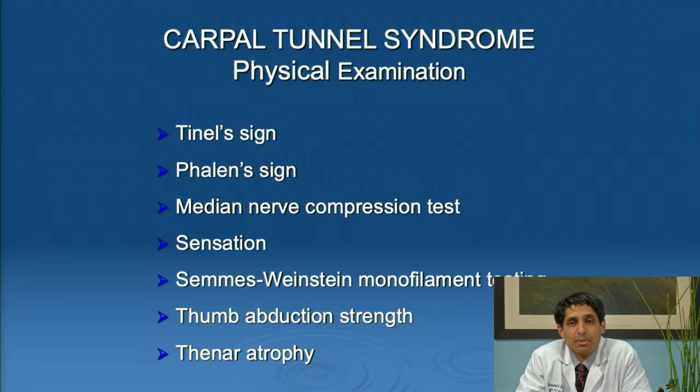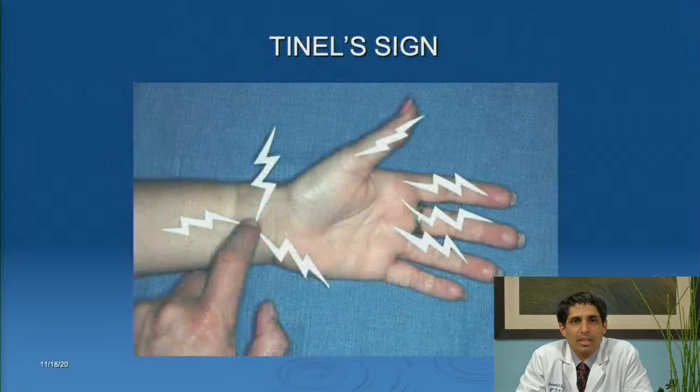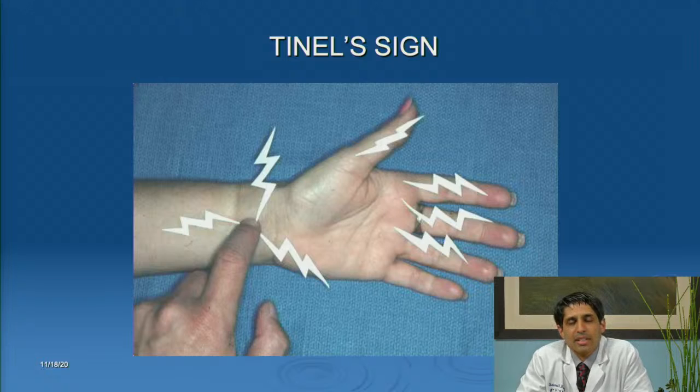So exam findings: there are a couple of exam findings that we do during your examination when you come see one of us as orthopedic hand surgeons. But essentially, they're all tests to determine whether or not you have carpal tunnel. The first one, the easiest one, is Tinel's sign, where you tap on the nerve at the level of the wrist, and then you get a shocking sensation down to your fingertips. That's a classic sign for carpal tunnel.